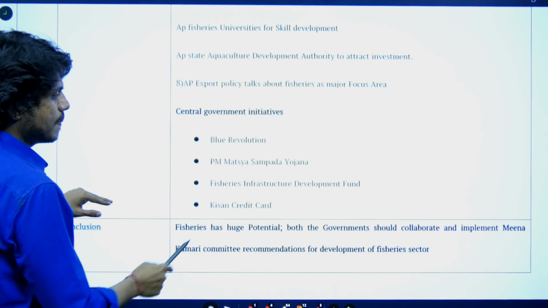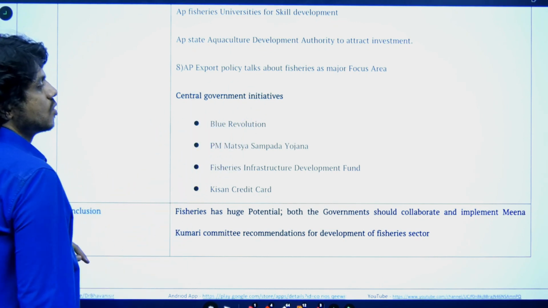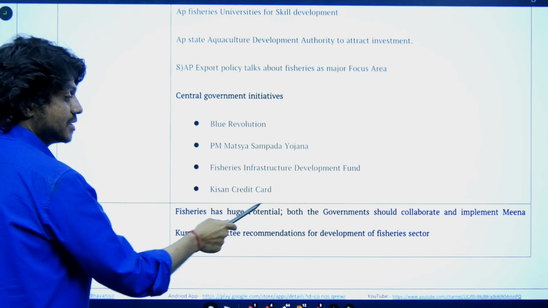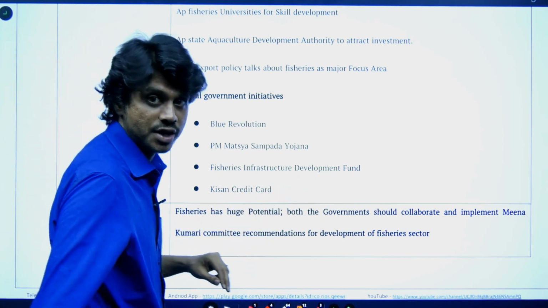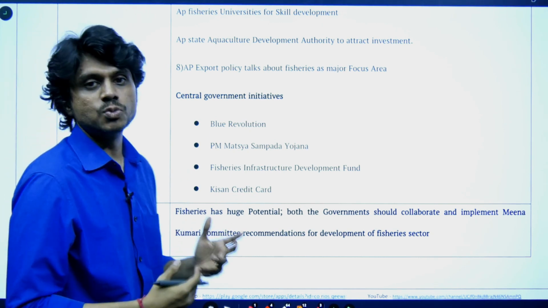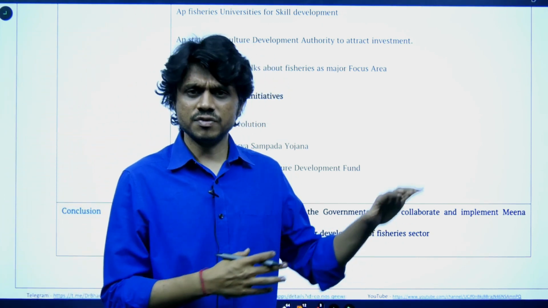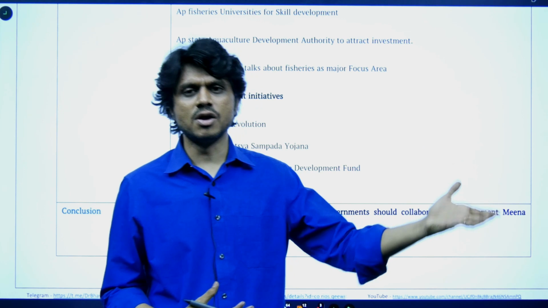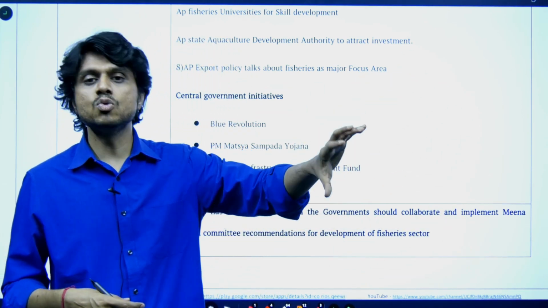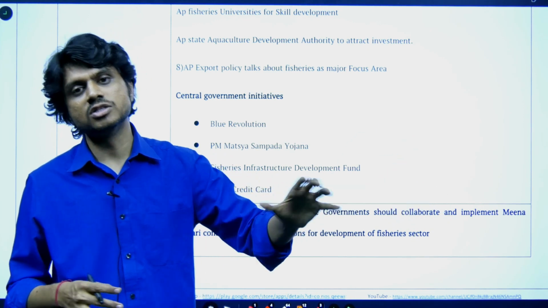Apart from this, we also have the central government initiatives like PM Matsya Sampada Yojana, Fisheries Infrastructure Development, and Kisan Credit Card for easy availability of credit. What is this PM Matsya Sampada Yojana? This is a hub and spoke model. Same thing. Whatever schemes I have mentioned as per the AP government initiatives, the same thing is being provided by the central government. It has two components, a central sector scheme and a centrally sponsored scheme.